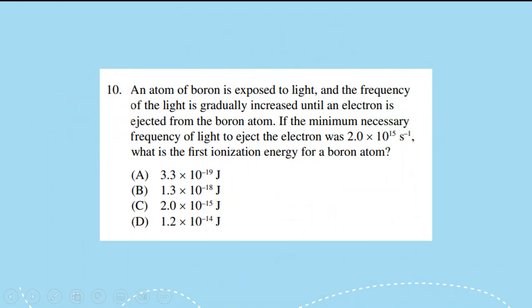Alright, an atom of boron is exposed to light. The frequency of the light is gradually, calculator's out, gradually increased until an electron is ejected from the boron atom. Minimum necessary frequency of light to eject was this. What is the first ionization energy for a boron atom? So which equation do we need? Energy and frequency. So this is the E = hv one. We know the frequency here.